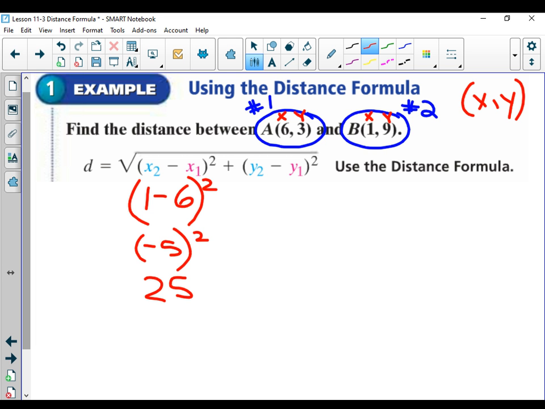Okay, so step 1, I took care of the x's. Step 2, look at the y's. Y from group 2, y from group 1. Nine minus 3. 6 to the second.